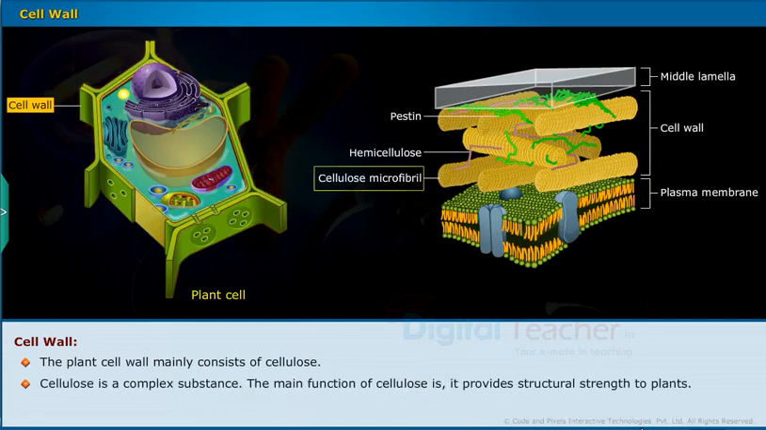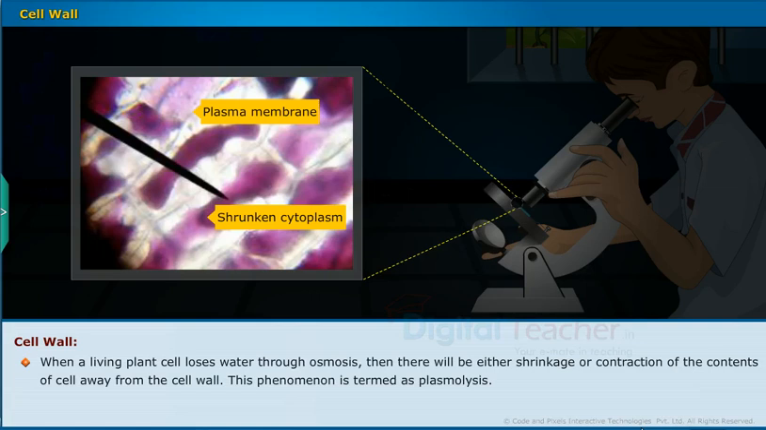Cellulose is a complex substance. The main function of cellulose is that it provides structural strength to plants. When a living plant cell loses water through osmosis, there will be either shrinkage or contraction of the contents of the cell away from the cell wall. This phenomenon is termed plasmolysis. Let us perform an activity to know more about plasmolysis.